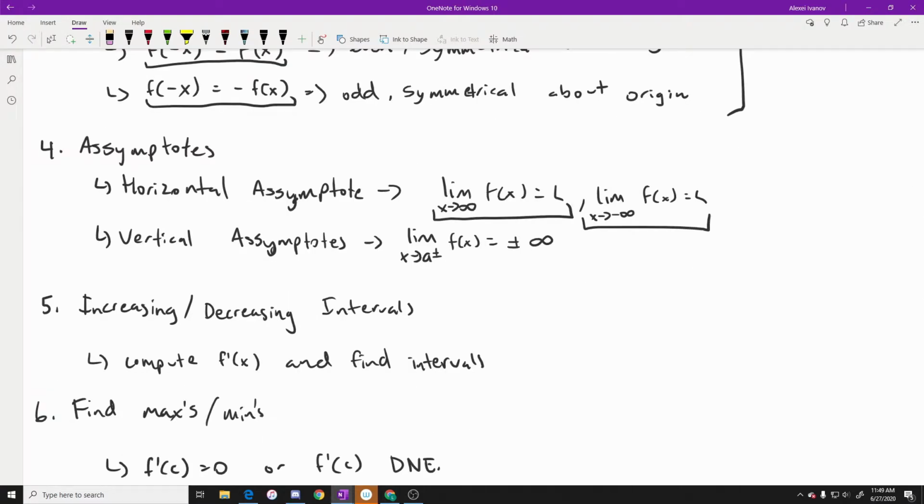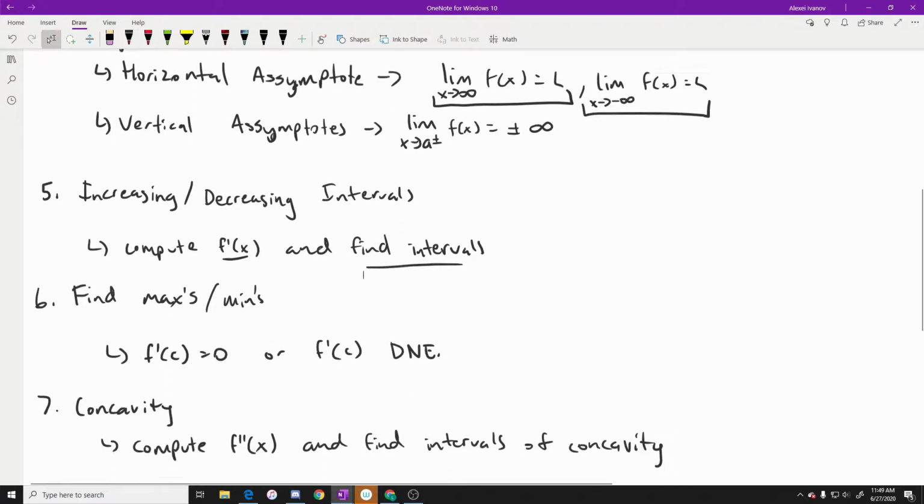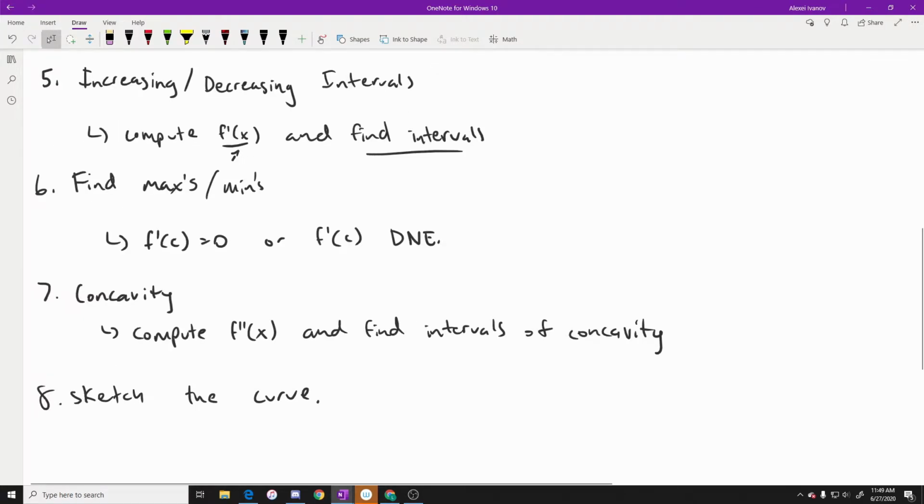For the 5th step, we're going to compute the intervals of increase and decrease, and we can do that by computing f prime of x and finding the intervals. Again, I'm going to link a video at the top right as to how we can do this. From the derivative, we can also compute the maxes and mins of the function. Once we have the first derivative, the intervals of increase and decrease, and the maxes or mins, we want to take the second derivative of the function to compute concavity and any points of inflection.